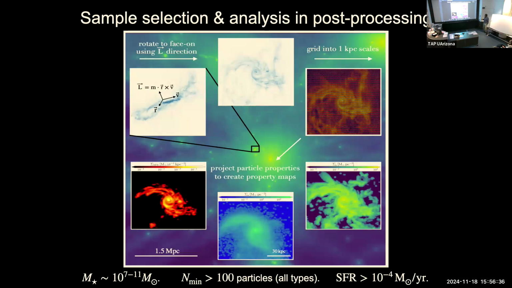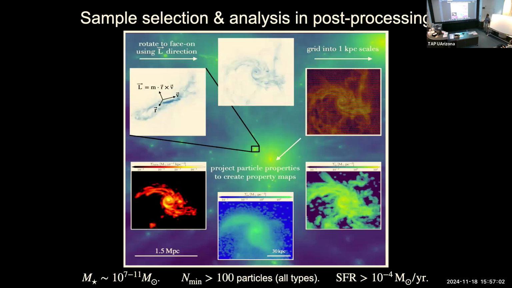You take one galaxy, you move to the galaxy. This is how we calculate the quantities. This is the painful part in implementing this model because it requires you to focus at the level of the 1 kiloparsec scales. So you take one galaxy, you grab it, you calculate the angular momentum direction, you rotate to face on your galaxy because you need the midplane for each galaxy, and then you grid that into 1 kiloparsec scale.